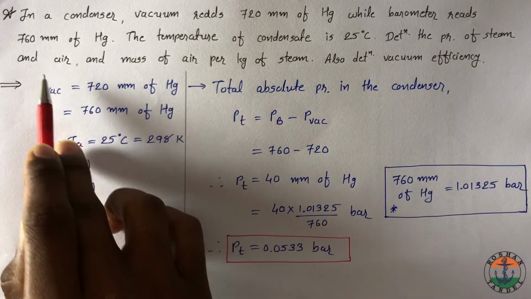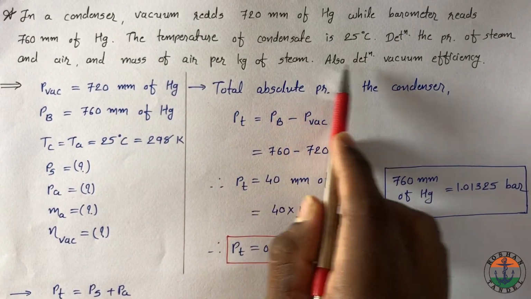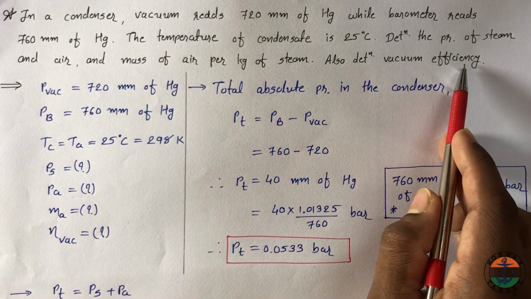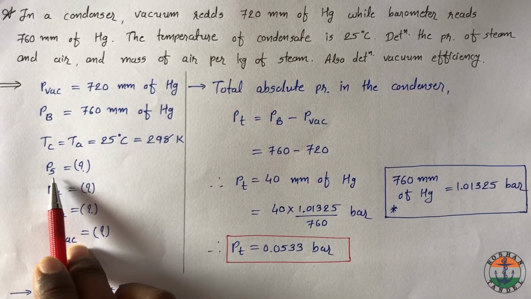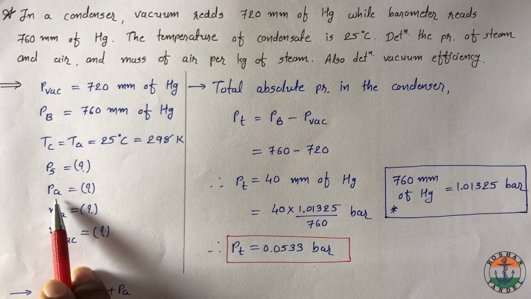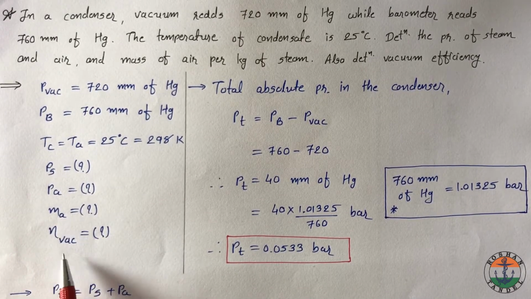Determine the pressure of steam and air and the mass of air per kg of steam. Also determine vacuum efficiency. You have to find PS, partial pressure of steam, partial pressure of air, PA, mass of air per kg of steam, MA, and vacuum efficiency.